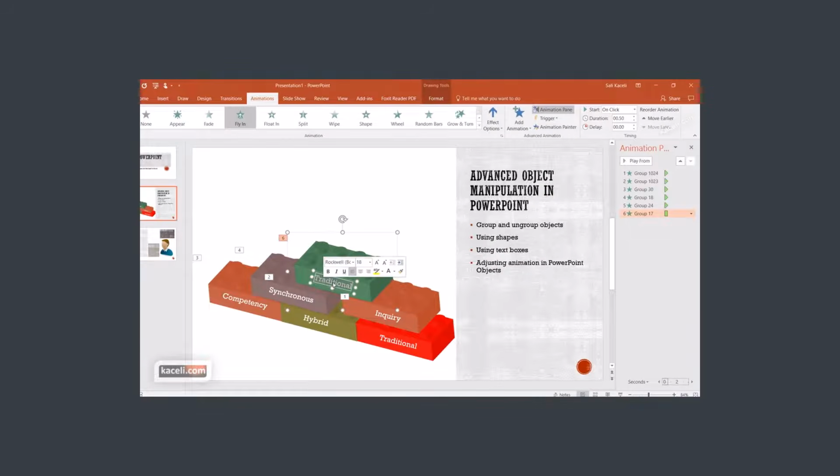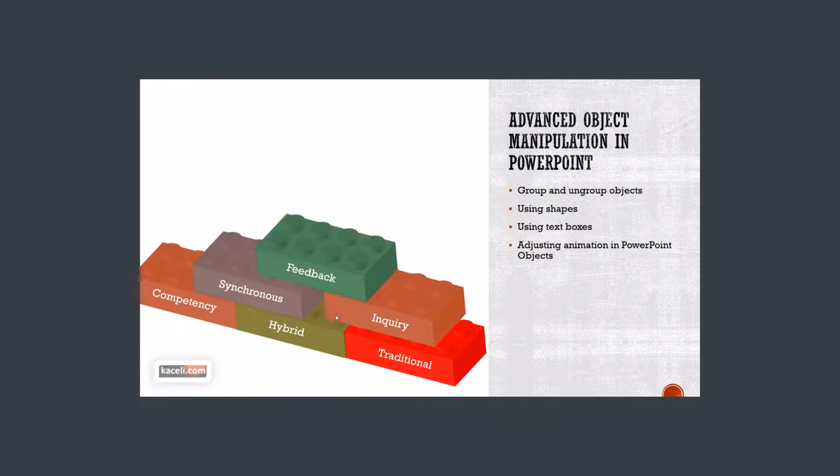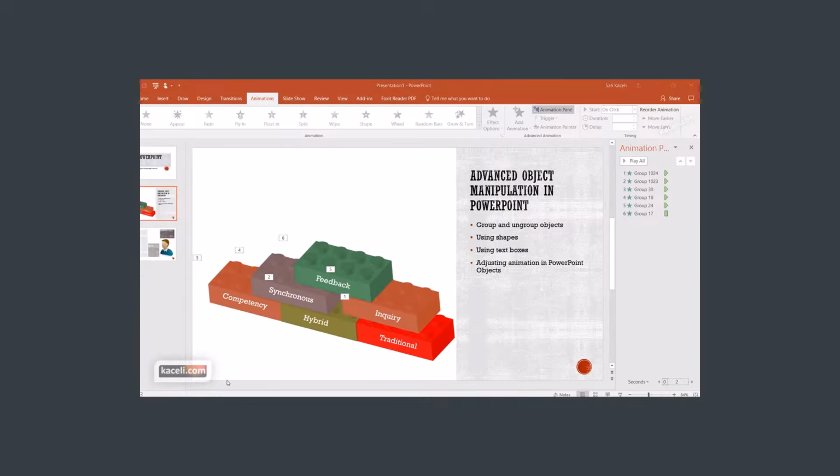If you need to change that to say something else, you could simply double click on it and post in there something else. And now if you replay it, it has been updated. So that is how it works by using an image, customizing it, adding text components to it, bundling them together using the group option, and then applying animation to each individual object.